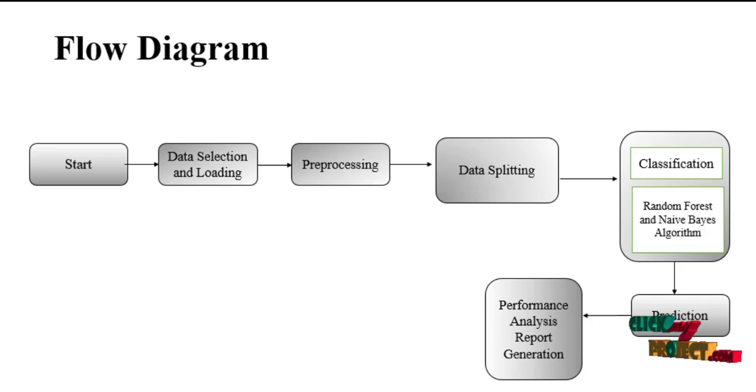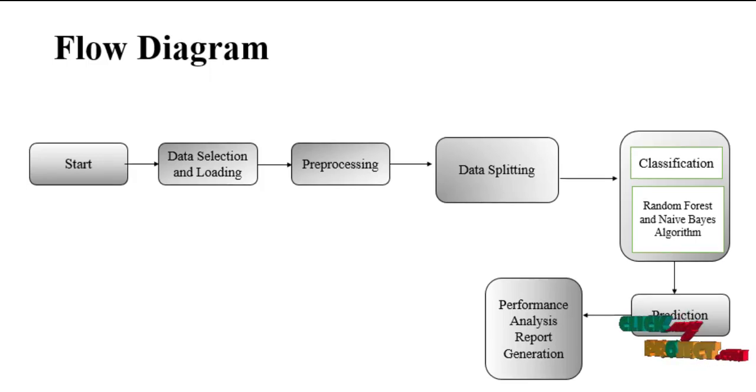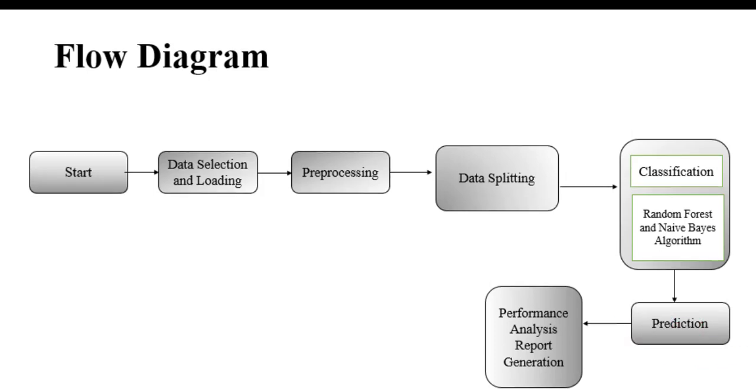In this project, we are splitting the dataset in the ratio of 70:30. After splitting, a classification algorithm will be applied on the data. The classification algorithms used here are random forest and naive Bayes. After classifying the dataset, we are going to predict whether the person is affected by PCOS or not. It will display either not affected by PCOS or affected by PCOS. And the labels used here are 0 and 1. 0 represents not affected, 1 represents affected.